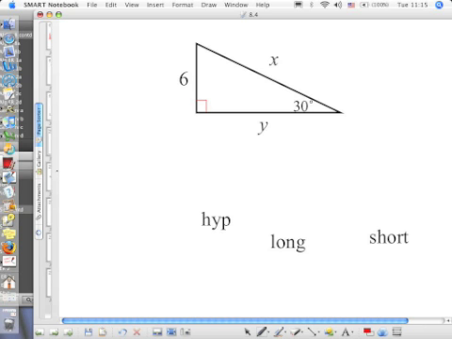But because this is a 30, 60, 90, before I even start, I need to remind myself which one is the hypotenuse, which one is the short leg, and which one is the long leg.